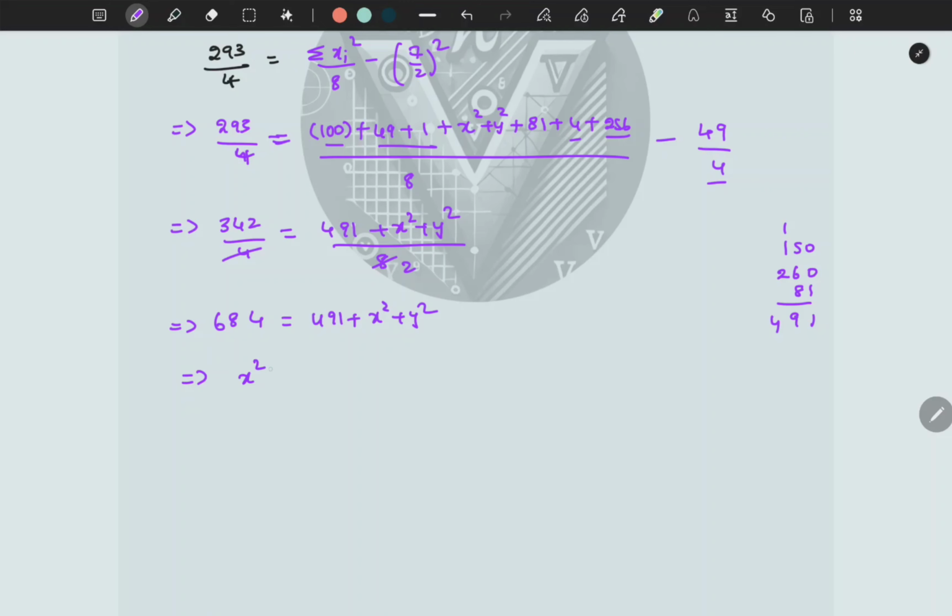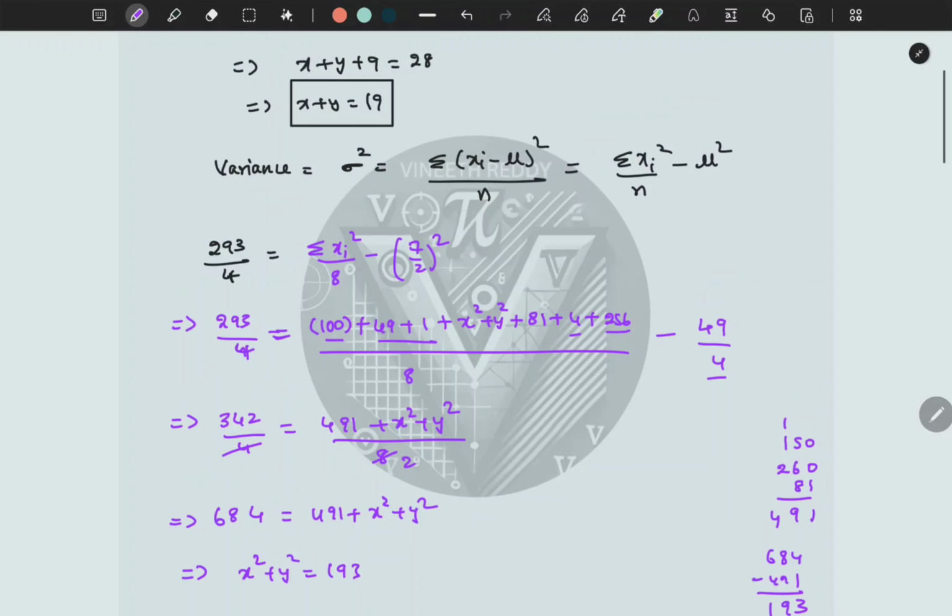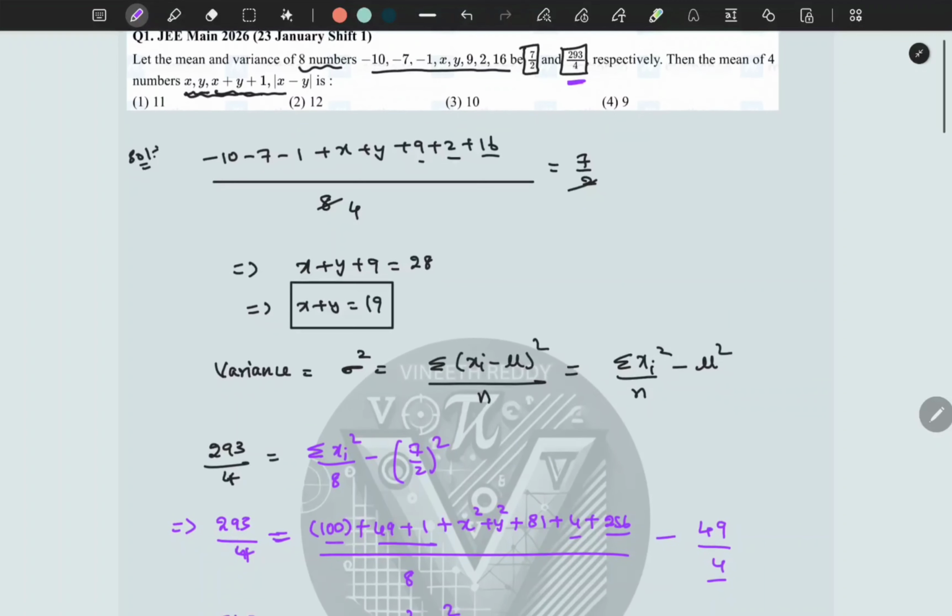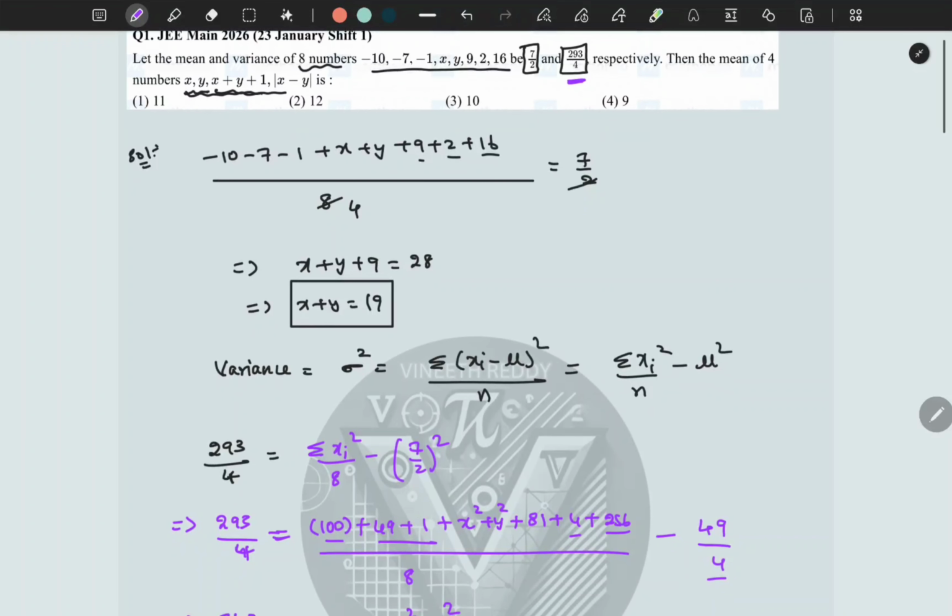So ultimately x square plus y square will be 684 minus 491, which should be 193, right? So x square plus y square is 193, and we have x plus y equal to 19. We can definitely find the values of x and y, but if you find the mean of these observations, we get x plus y plus x plus y plus 1 plus mod x minus y divided by 4, right? x plus y is anyway 19, x plus y plus 1 is anyway 20. So if I just find mod x minus y, that is sufficient.